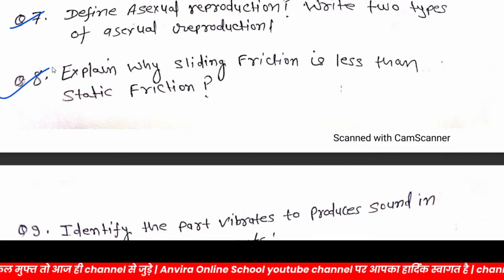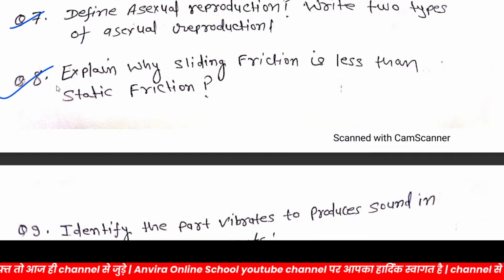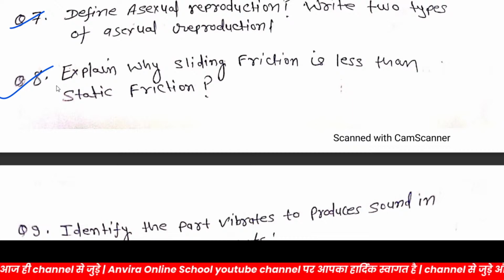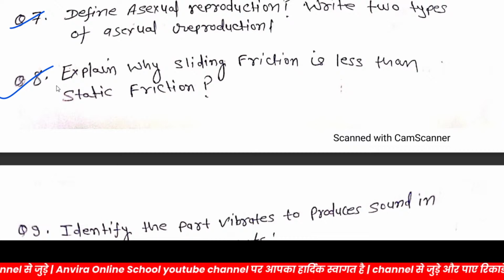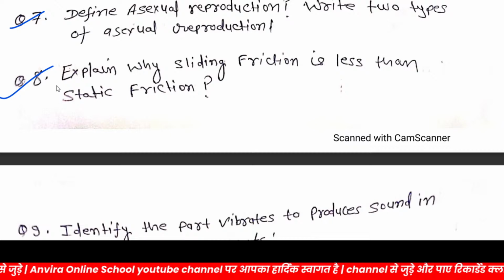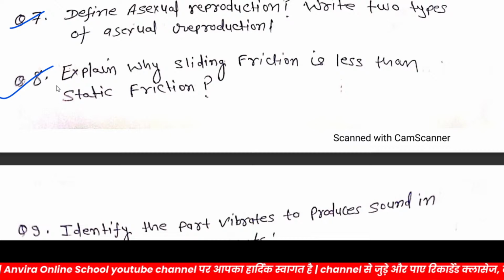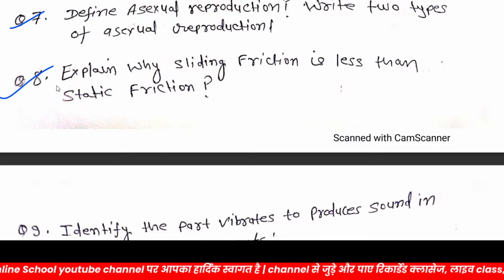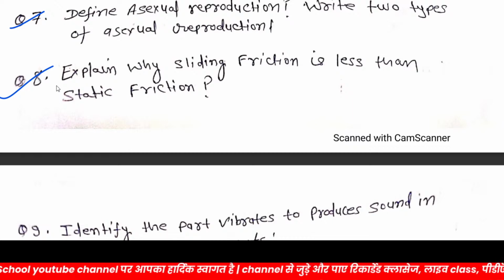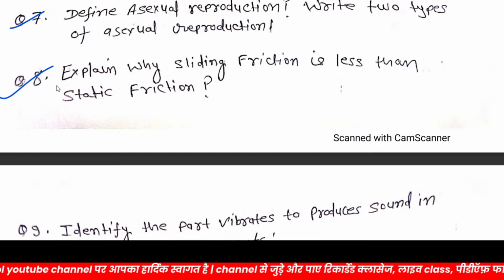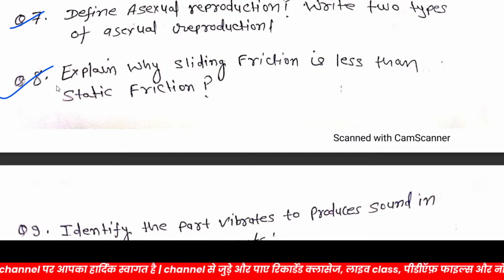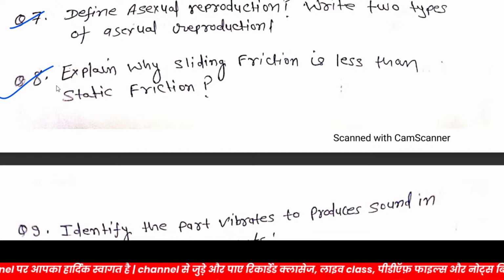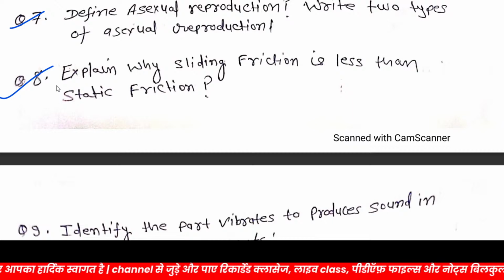Next, explain why sliding friction is less than static friction. So the sliding friction is less than static friction because of the interlocking of irregularities in two surfaces. When objects start sliding, two contact points on its surface do not get enough time to lock into the contact point on the floor. So the sliding friction is slightly less than the static friction.